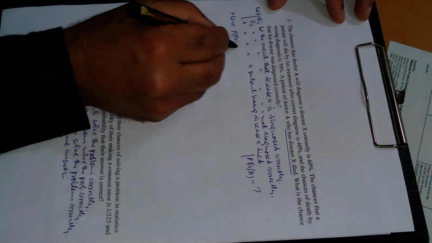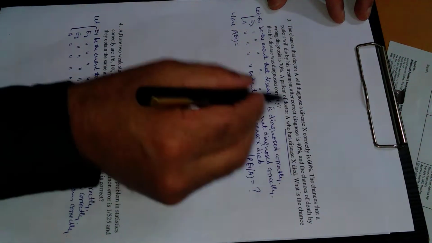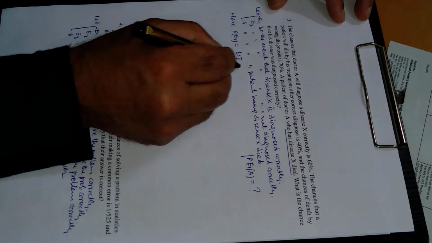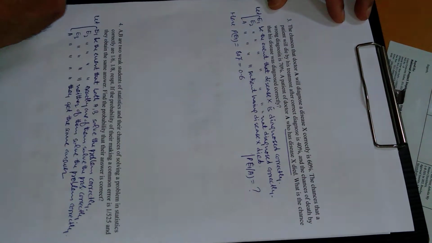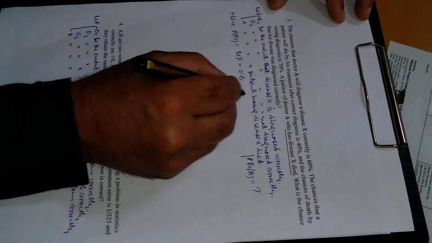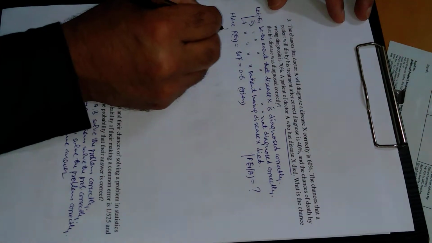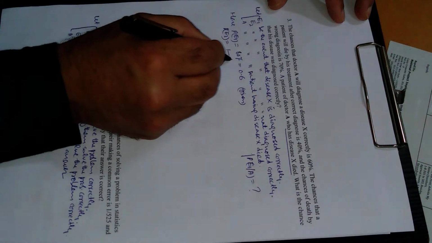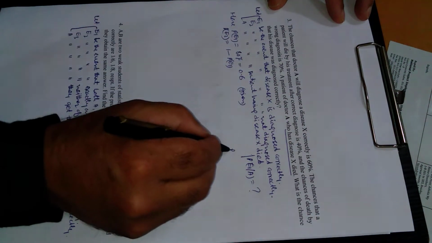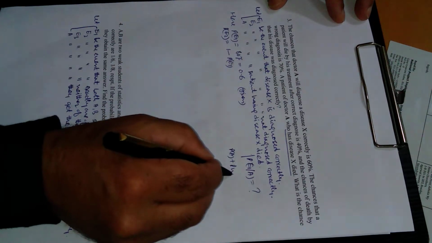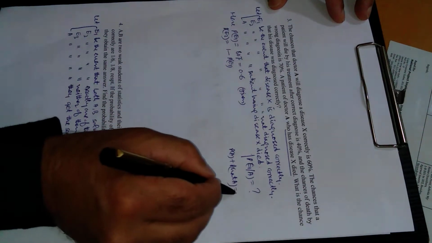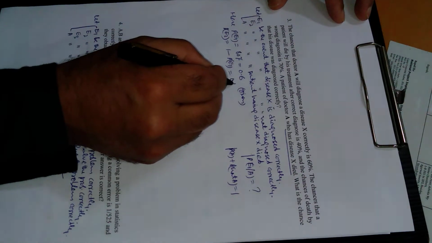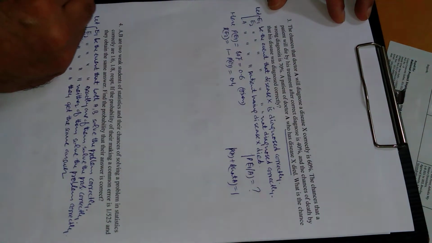Here P of E1, meaning diagnosed correctly, is 60%, given. So this is 0.6, 60 by 100. What will be the probability of E2? This is just the opposite of this one, so this will be 1 minus P of E1. Using the formula P of A plus P of not A equals 1, this will be 1 minus 0.6, which is 0.4.